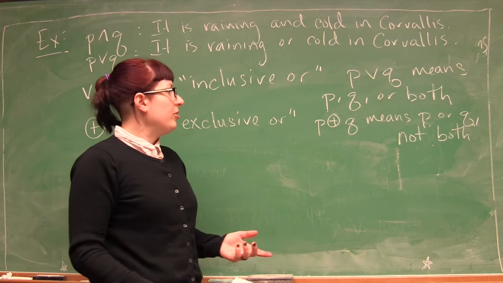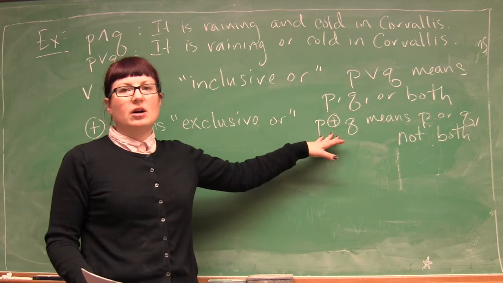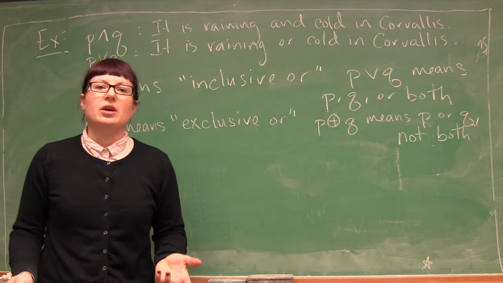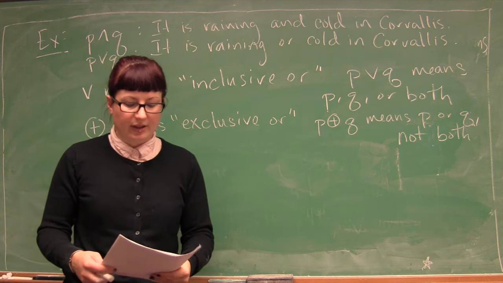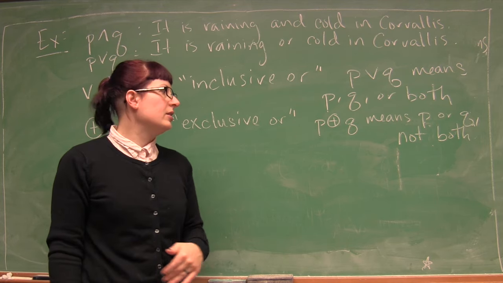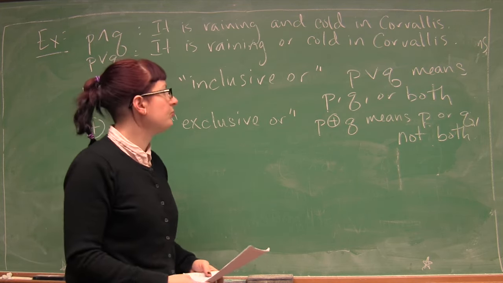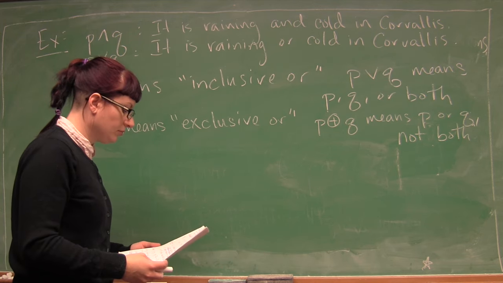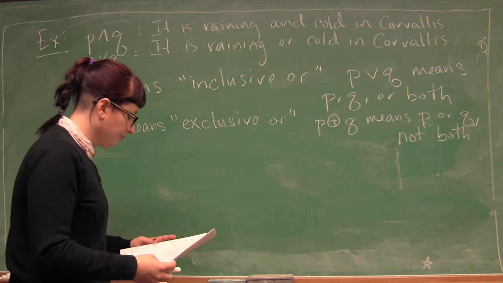A common example of exclusive or in common English would be if you're ordering at a restaurant, for example, and they say an entree comes with soup or salad. That doesn't mean you can have both soup and salad. You have to choose only one.